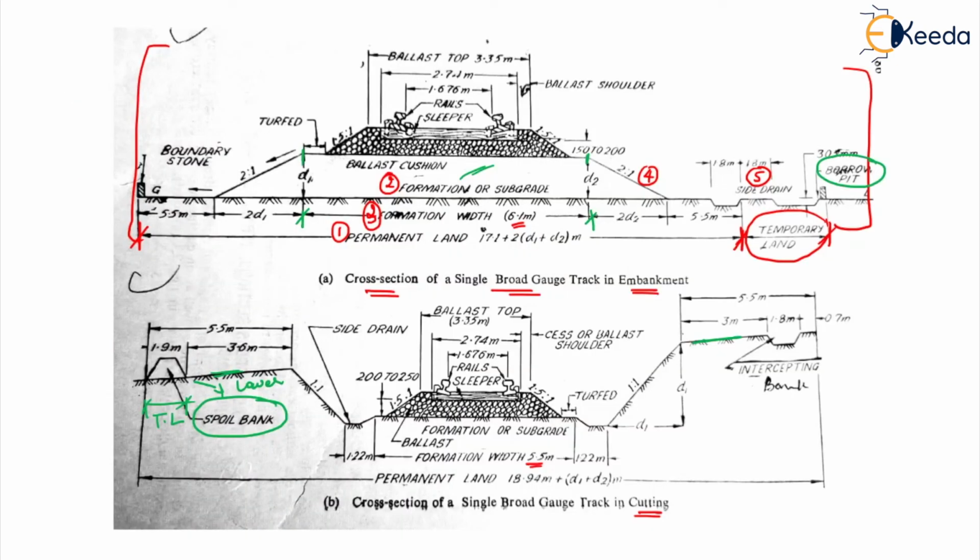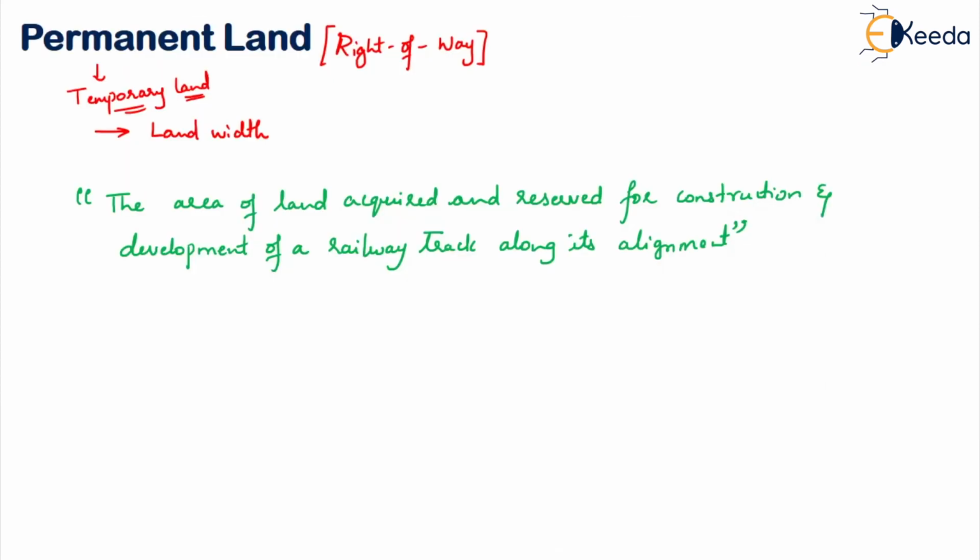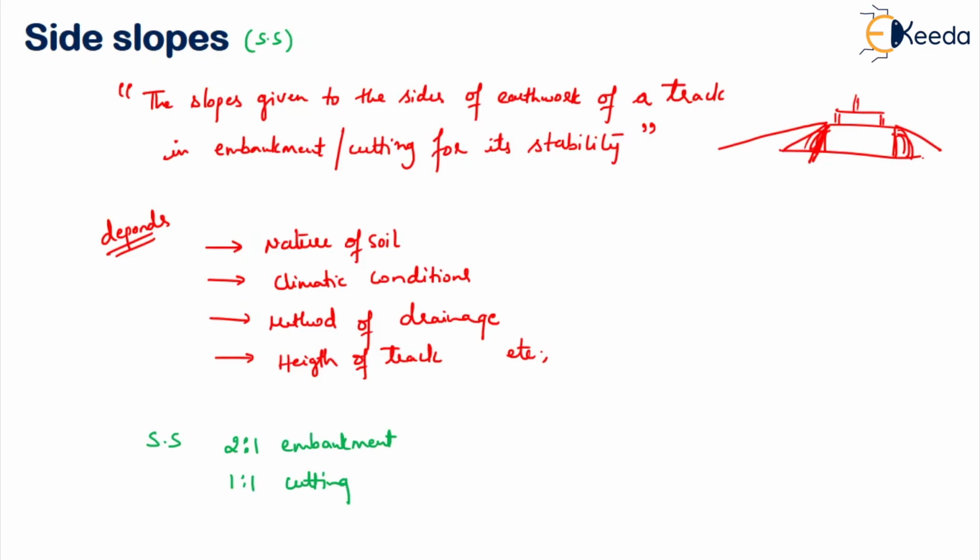So it's 2:1 in the embankment, and where is it? Okay, we missed writing it here. Oh, here, 1:1 if it is in cutting. Okay, so that's about your side slope. These are your standard recommendations of the side slope.